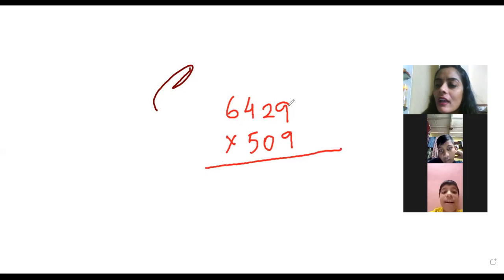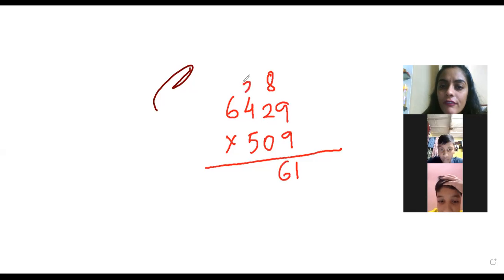9 9s are 81. 1 we write, 8 will be carry forward. Okay. 9 2s are 18. 18 plus 8 is 26. 6. Okay. 2 will be carry forward.